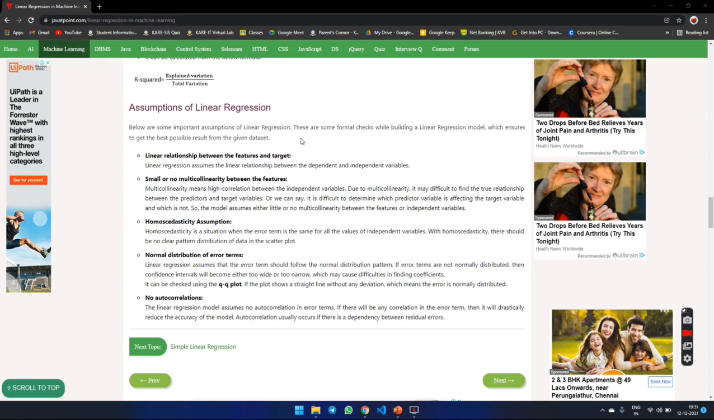Multi-collinearity means high correlations between the independent variables. Due to multi-collinearity, it may be difficult to find the true relationship between the predictors and the target variable, or we can say it is difficult to determine which predictor variable is affecting the target variable and which is not. So the model assumes either little or no multi-collinearity between the features or independent variables.